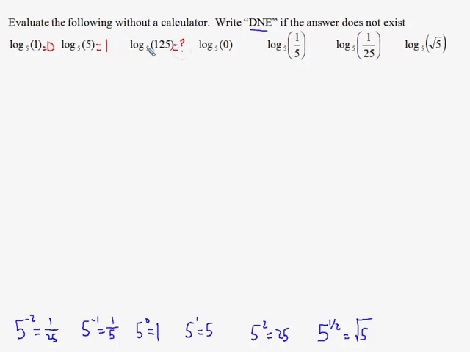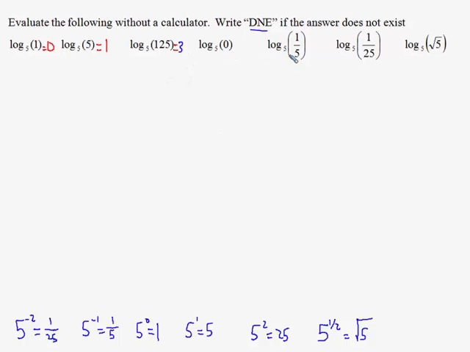5 to what power would give me 125? We did 5 squared is 25. We never did 5 cubed. 5 cubed would be 5 times 5 times 5. And if you do that, 5 times 5 is 25, and 25 times 5 turns out to be 125. So the answer to this one is you have to cube it. You'd have to take 5 and raise to the third power to get 125. So if the answer here is 3, that means the answer here is 3. And you could check this by saying 5 to the third power is 125. So that was 3. Let me skip this one for now.